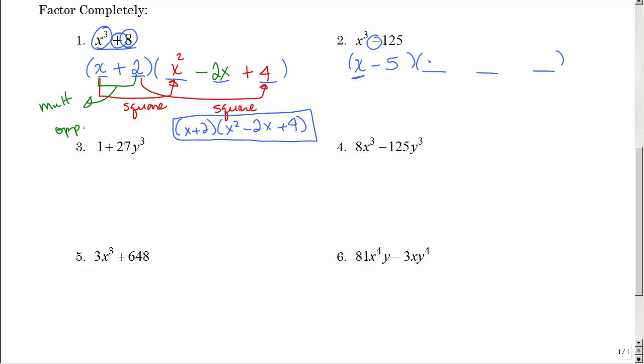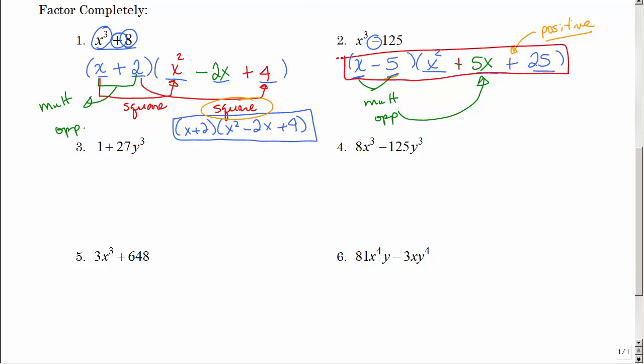So we're going to square the first thing, square the second thing, and remember, negative 5 times negative 5 is positive 25. So that sign is always going to be positive because we square this term. Now, the middle term, we're going to multiply those together and take the opposite sign, and that goes in the middle. So negative 5 times x is negative 5x, but then we would take the opposite sign. That's the answer.